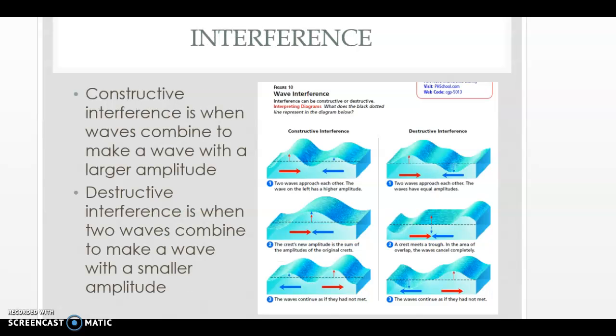Alright, so next we have constructive and destructive interference. If they're constructive, they are going to make a larger amplitude. If they're destructive, they are going to make a smaller amplitude. So when two waves meet, if they meet at a point where both their crests are in the same spot, they're going to make a much larger amplitude. Whereas if they meet where their crest and their trough are in the same spot, it's going to basically equal itself out.